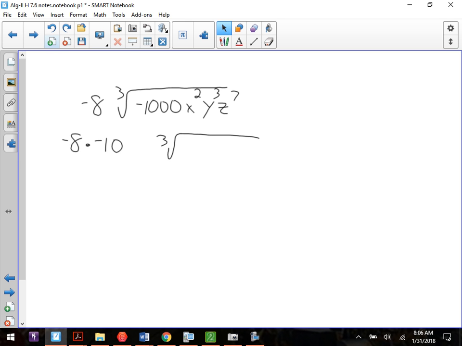What do I do with the x squared? Nothing. So does it stay or does it go? It stays. Cube root of y cubed. Y, so how many come out? Is there anything left? Okay.